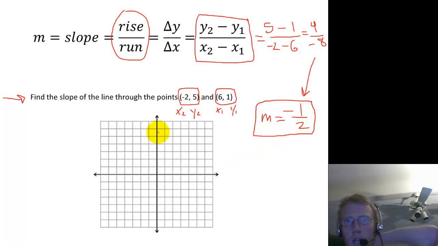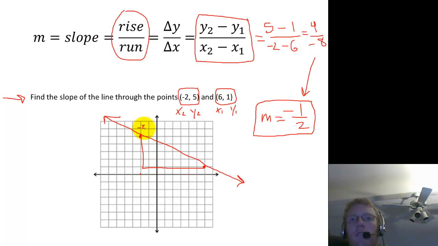And so I'm going to try to verify that on the graph. So what if I actually plot these 2 points? Negative 2 comma 5. That's back 2, up 1, 2, 3, 4, 5. And this other point, 6, 1, over 6, 1, 2, 3, 4, 5, 6, up 1. If I actually plot those 2 points, and I imagine drawing a line right through them, if I wanted to find the slope, I could draw a triangle here, and I could see my rise and my run. So this point right here was negative 2, 5, and this point right here was 6, comma 1.